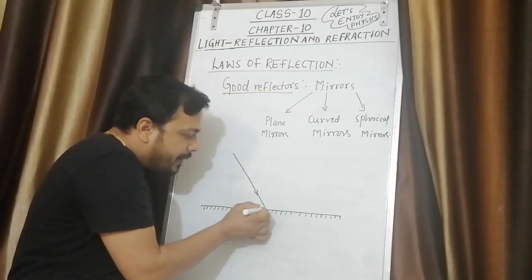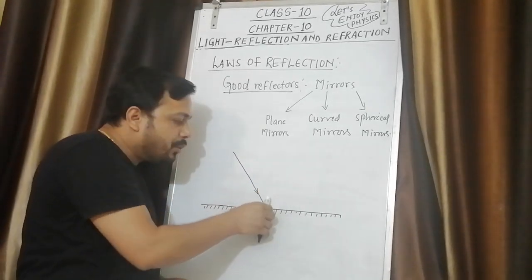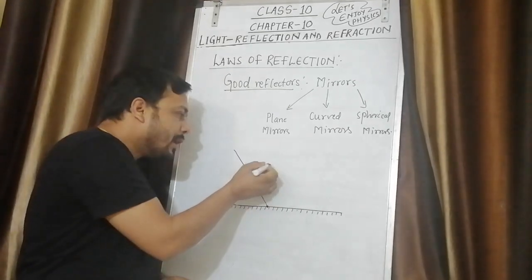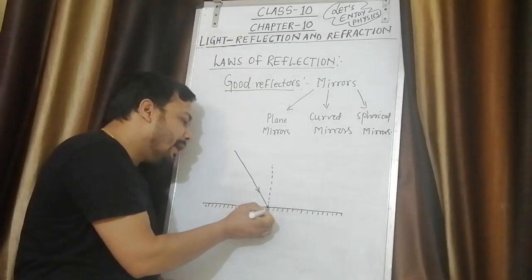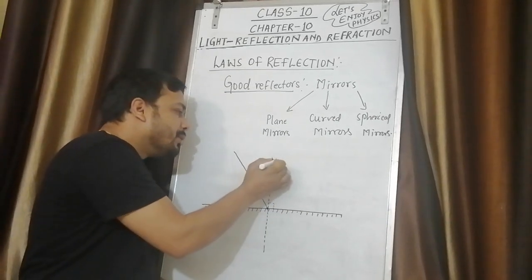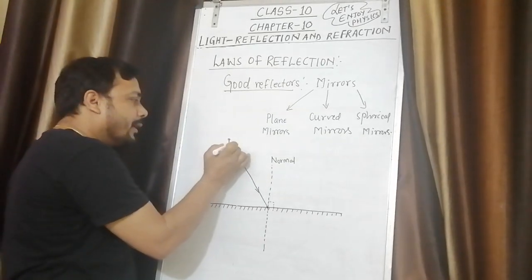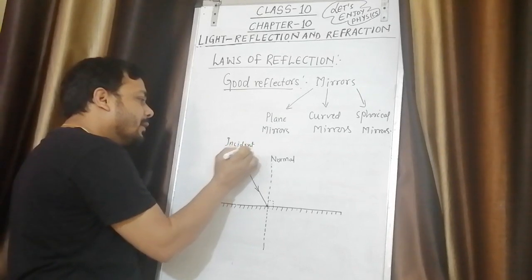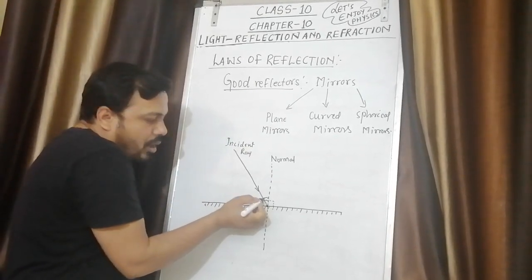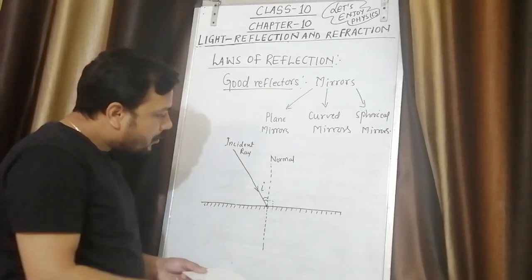Now at this point of incidence, we will draw the normal. The normal should be perpendicular to the surface of the mirror. So this is the surface of the mirror, and we have to draw a line perpendicular to it, and that will act as the normal. Good. This is the incident ray, and the angle between the normal and the incident ray is called the angle of incidence.